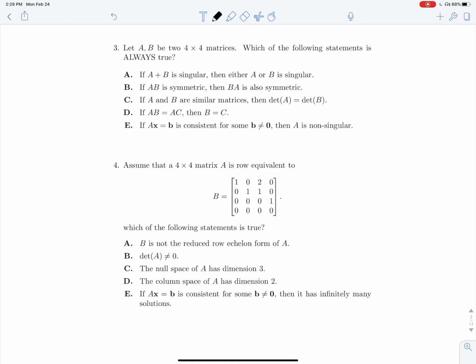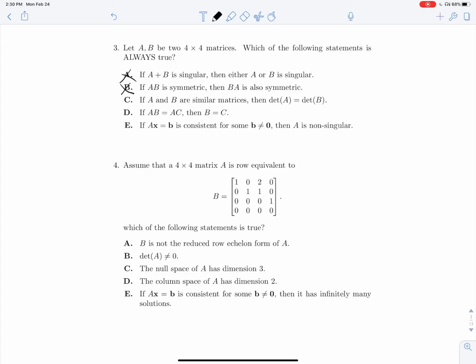If AB is symmetric, then BA is also symmetric, or a symmetric matrix is just equal to its transpose. Both of these sound good, but they are not necessarily true. And I wish I had a nice proof for you, but you'll see that there just is one answer here that does make sense over all the other ones. One important thing to note for D is that we do not know if A is invertible.